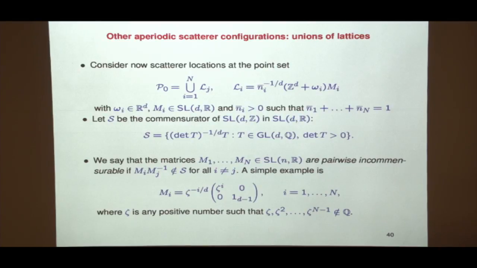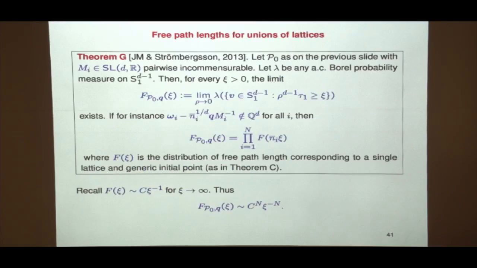I'll just tell you the result. It's a small observation that we've just made now. Well, so far we've seen in these very regular constructions using lattices and quasicrystals that the free path length decays very, very slowly. So you can ask the question, what happens when you superimpose different lattices? So you take the union of 2 or 3 lattices, and you can again use the same machinery as before to prove that the free path lengths exist.